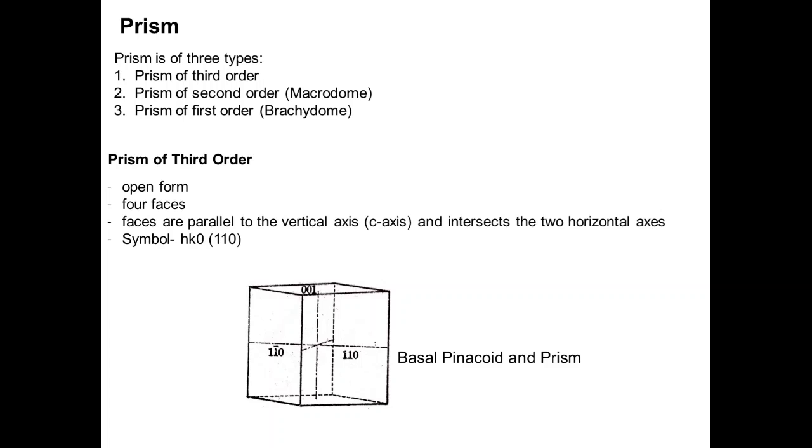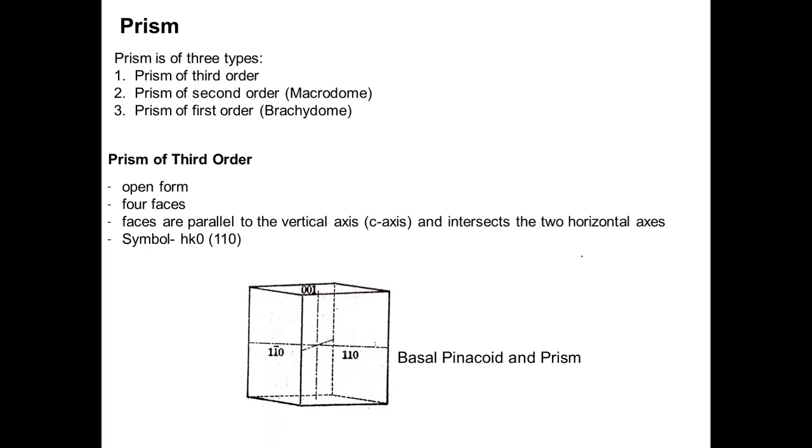Next comes prism. In case of orthorhombic system, the prism is of three types: prism of third order, prism of second order, prism of first order. Prism of second order is also called macrodome, and prism of first order is called brachydome. If you refer to old literature like that of Dana or Rutley's Elements of Mineralogy, old edition, then you will find the words specifically dome, macrodome, brachydome. They don't use the word prism of second order.